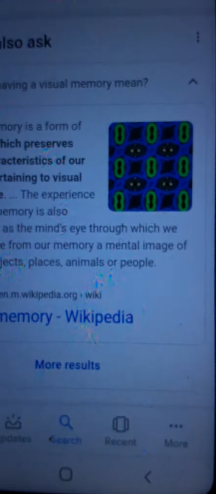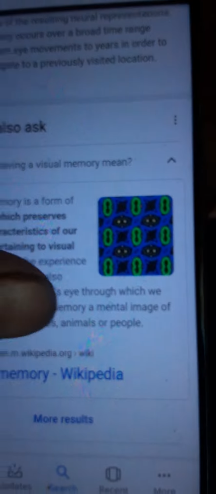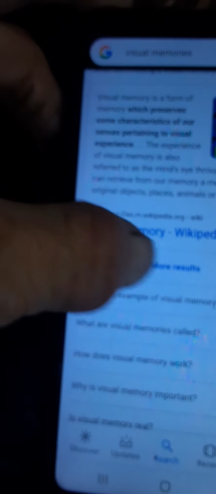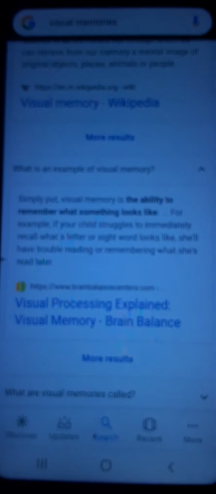Visual memories. So when you do extensive research concerning visual memories and visual memory patterns, simply put, visual memory is the ability to remember what something looks like.